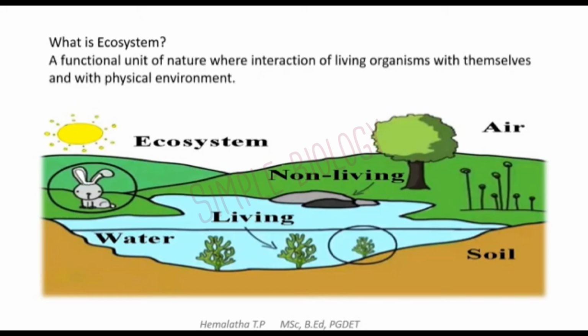So how can we define the ecosystem? It is a functional unit of nature where living organisms interact with themselves and with the physical environment. So what is this physical environment? Physical environment is nothing but the non-living things present in the environment, that is air, soil, water, etc., along with the living things. Living things are plants and animals. So the system formed along with the living and non-living things is called ecosystem.